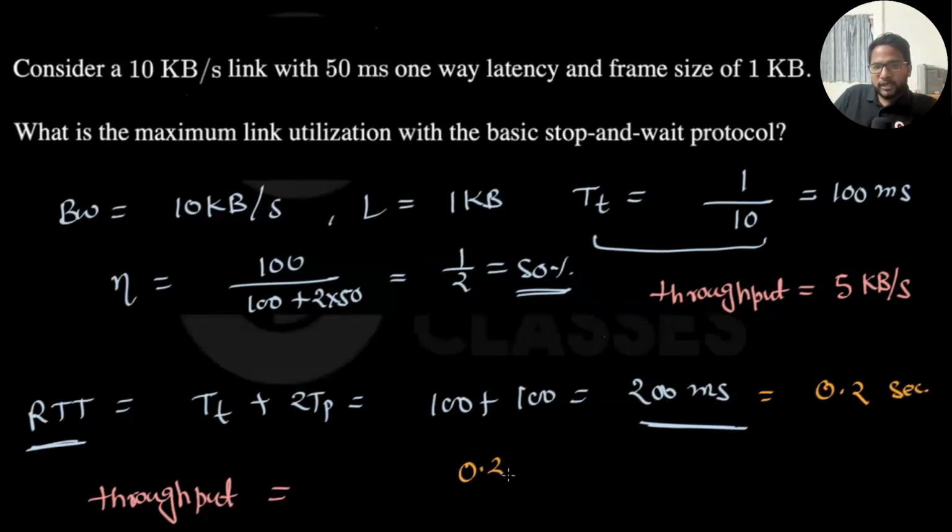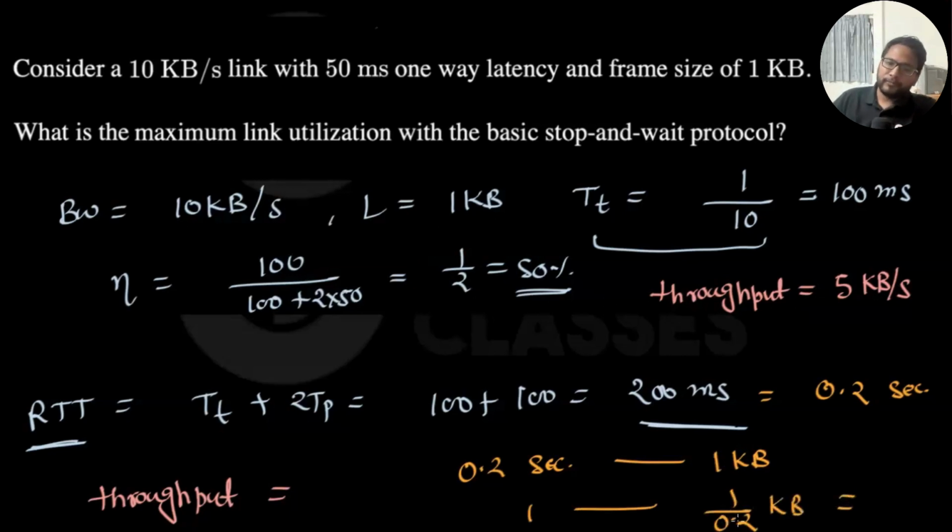So in 0.2 seconds, how many bytes are you sending? One frame, right? 1 KB. In 1 second, you will be sending 1 upon 0.2 KB, which comes out to be 5, right? So 5 kbps. Is this okay to everyone?